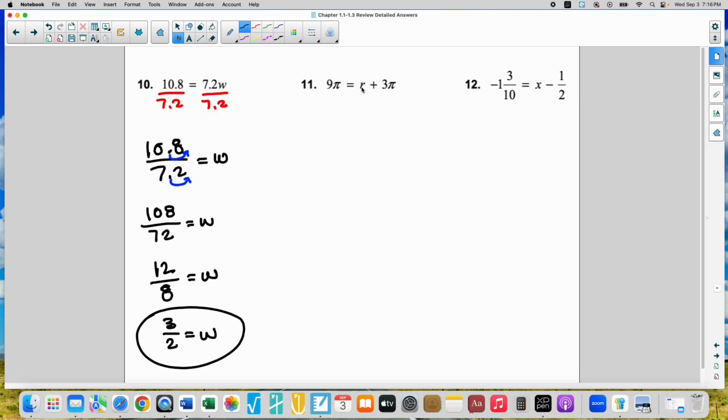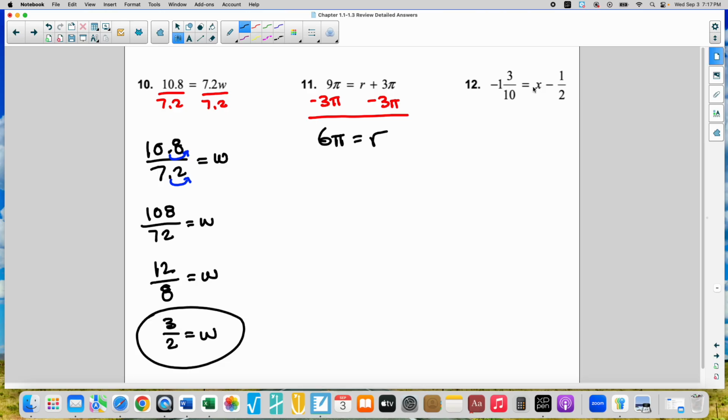We have my variable r. We want to find that variable. What's happening to my r? 3 pi is being added to it. The inverse of adding 3 pi is subtracting 3 pi. When we subtract 3 pi, they do not cancel. That's like having 9 pizzas minus 3 pizzas, and that would leave you with 6 pizzas. It doesn't leave you with 6, it leaves you with 6 pizzas. Very important there. They only cancel when they are being multiplied or divided.